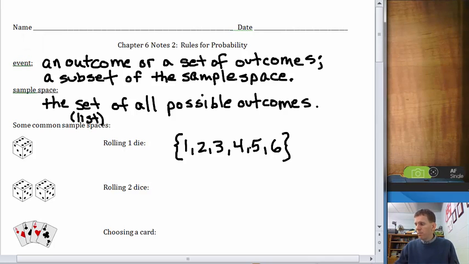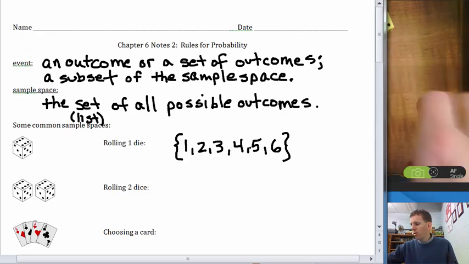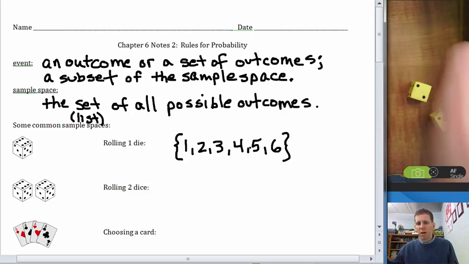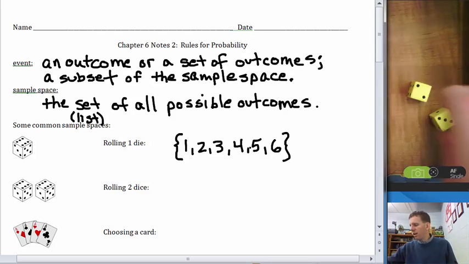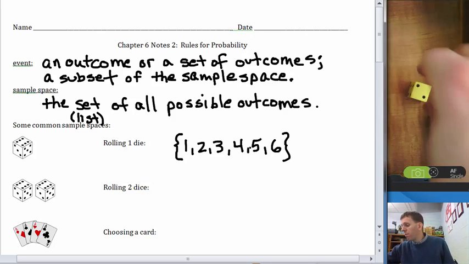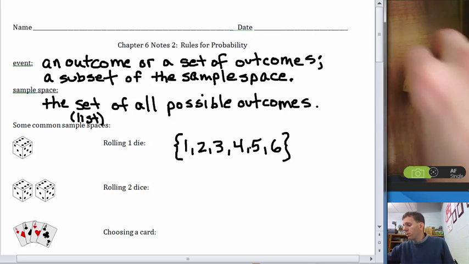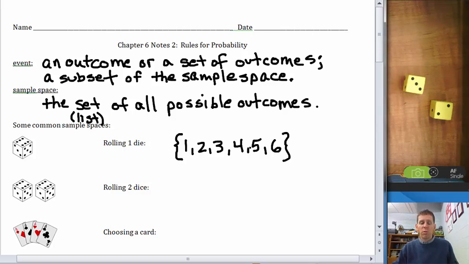Now, if you're rolling 2 dice, there are a whole bunch of different outcomes. We talked about this last week: 2, 3. If the die on the left is a 2 and the die on the right is a 3, that would be one possible outcome. Of course, if the first die was a 3 and the second die was a 2, that's a different outcome. So altogether, there were 36 different outcomes, and we listed these last week. How would you write this out?